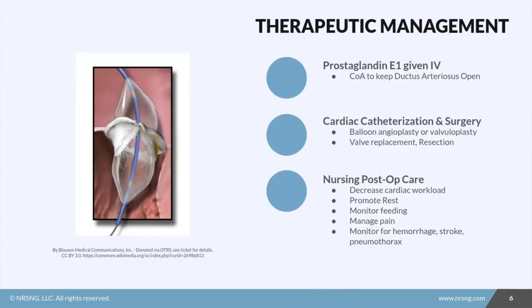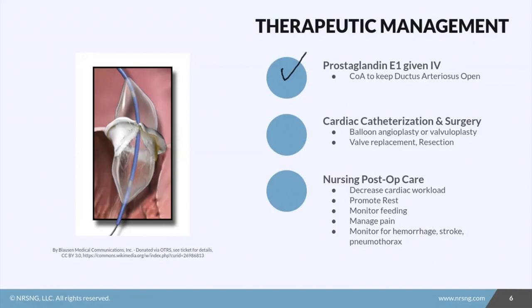So for our therapeutic management, one of the very first things that we can do is administer prostaglandin. We usually give this through an IV infusion, and what it does is it keeps that ductus arteriosus open. And when we do that, it helps improve oxygenated blood flow while the patient is waiting for catheterization or surgery. And this is usually done with patients who have coarctation of the aorta. And again, it's to help improve oxygenation.